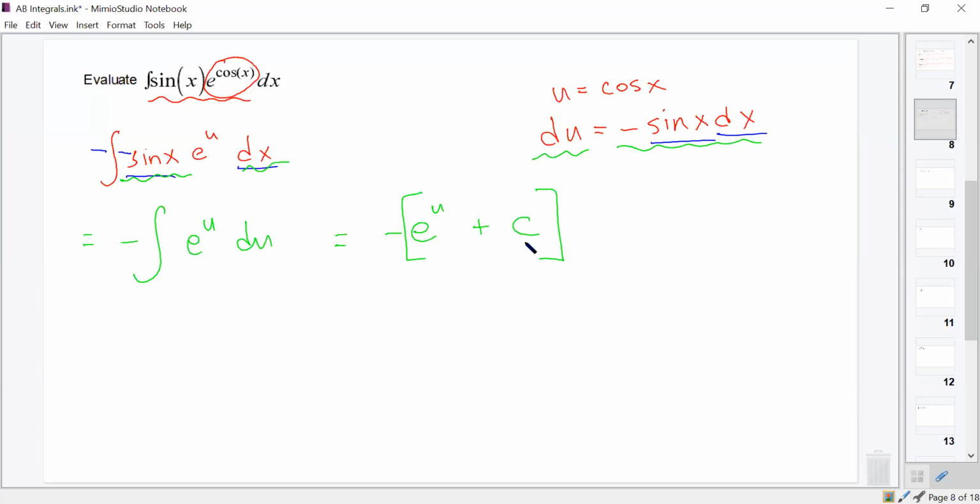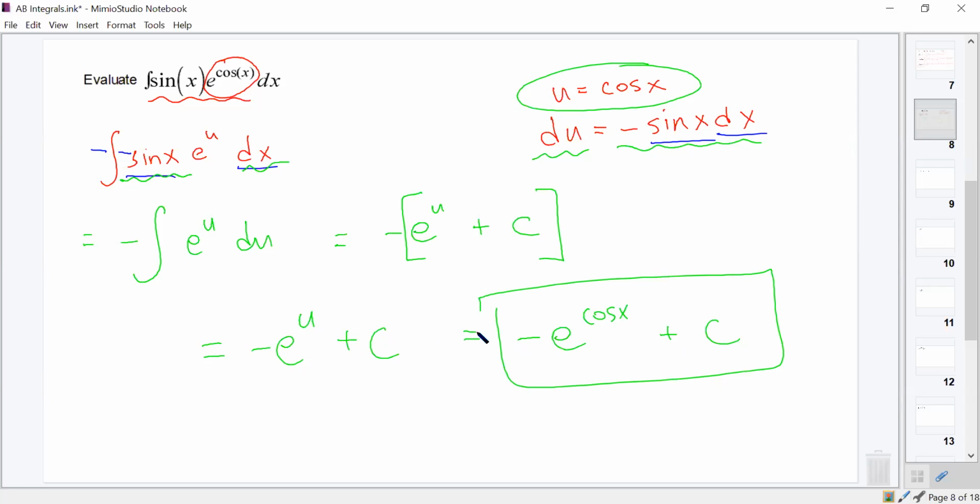But generally, when we're just doing these indefinite integrals, this plus a constant, whether it's plus a c or minus a c or plus a half a c or whatever it might be, those are all still just constants. So we normally just write it as plus a c. So this would be negative e to the u plus c. And all we have left to do is replace the u's back with x's and get negative e to the cosine x plus our constant. And that's our answer.